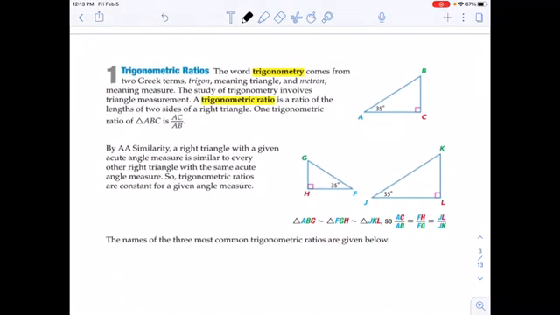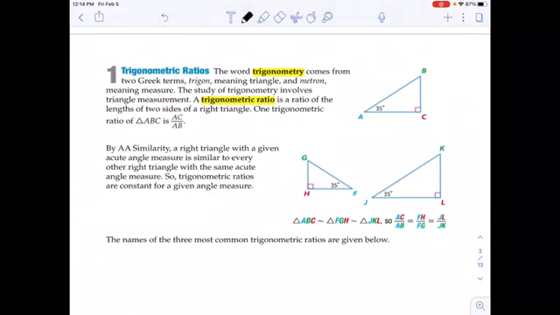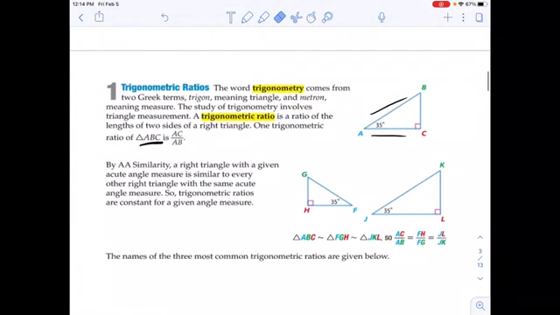So trigonometric ratios, the word trigonometry comes from two Greek terms, trigon, meaning triangle, and metron, meaning measure. The study of trigonometry involves triangle measurements. A trigonometric ratio is a ratio of the lengths of two sides of a right triangle specifically. One trigonometric ratio of this triangle ABC is AC over AB, okay? Now we'll do more with that in just a minute.